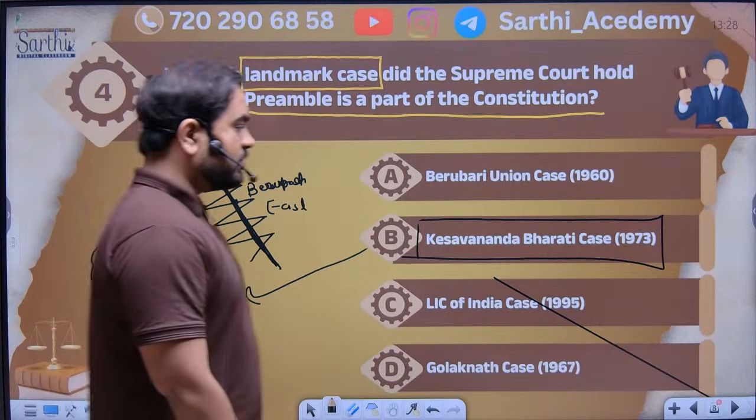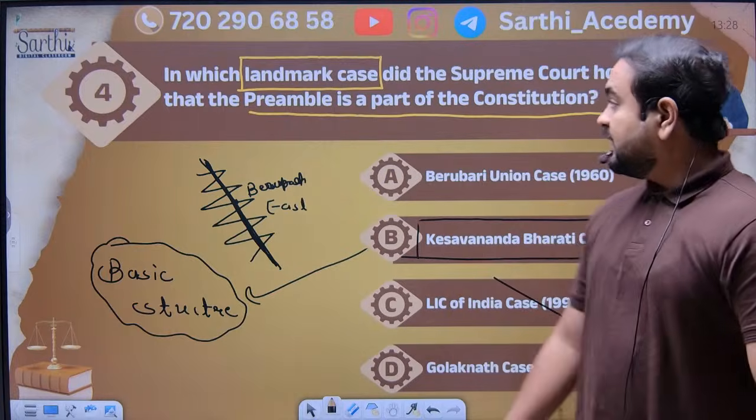So the basic structure of the constitution was given in the Kesavananda Bharati case.